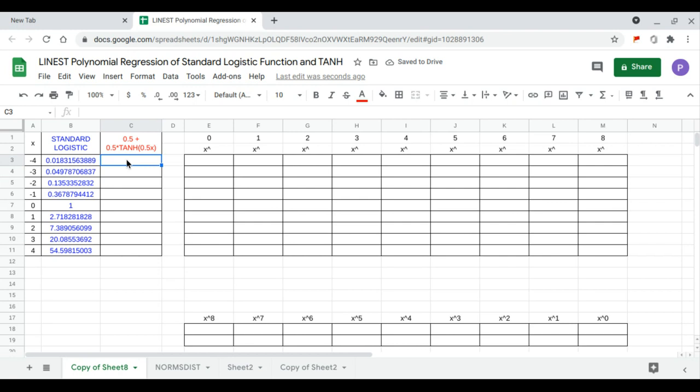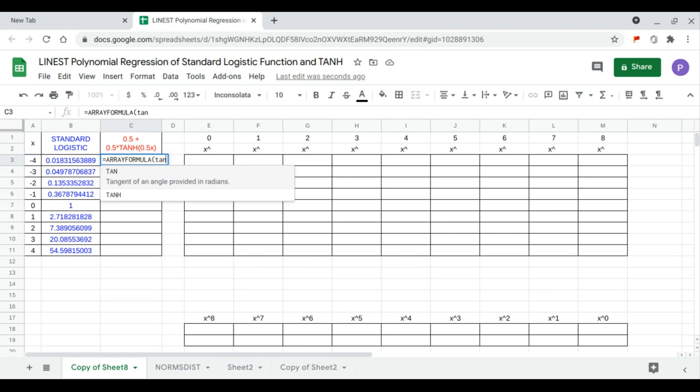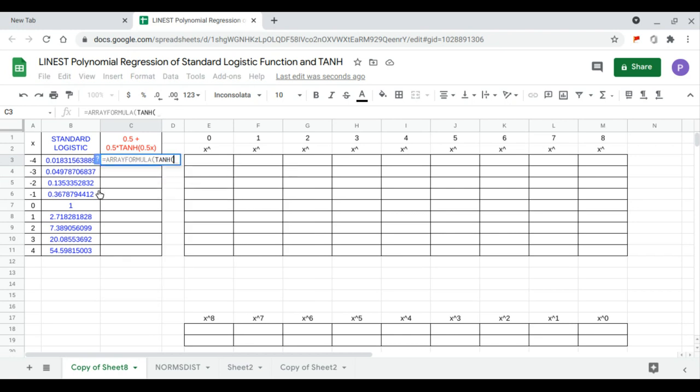And the hyperbolic tangent function is equal to array formula, hyperbolic tangent function of the x values. And we'll chart this.